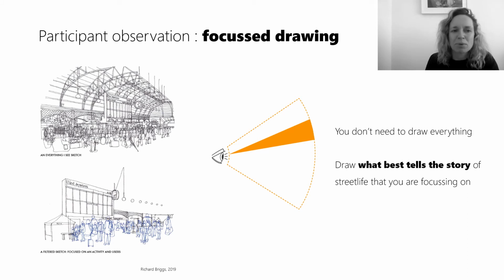So if we see the examples here, this is a train station. This is drawn by Richard Briggs. This is a train station drawing everything that's visible there. This is the same train station focusing just on activities and users in that station. So we're mapping the rhythms of activities and users through a drawing, and through a series of drawings is what this will be. So you need to think, what is the focus? What is that pattern of street life that I'm looking at? And how do I best communicate that and interpret that and analyze that through a focused drawing?